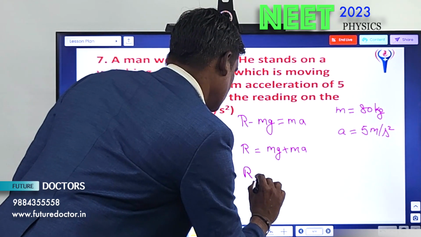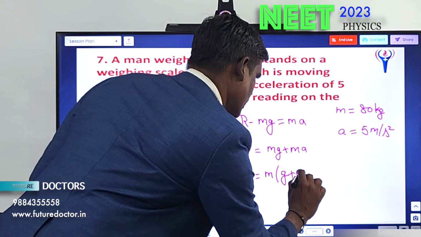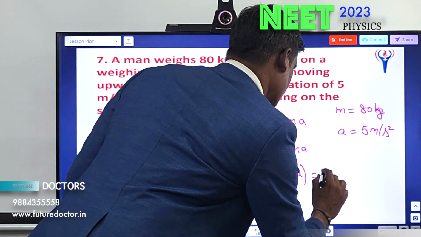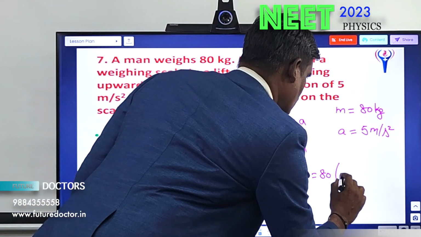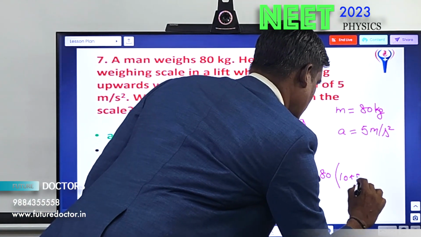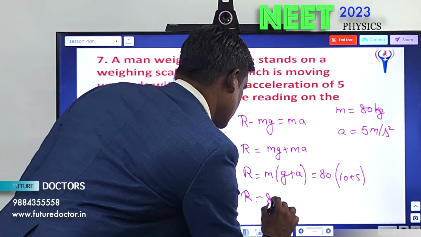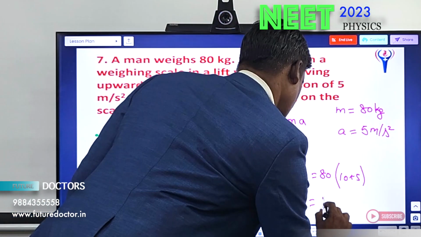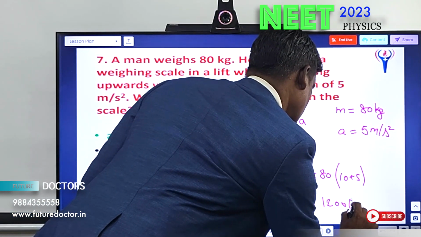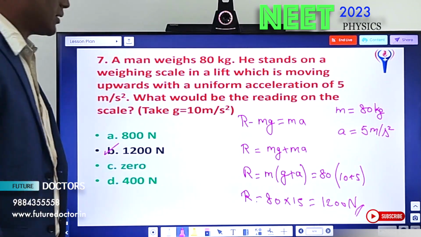And R equal to m into g plus a equal to 80 into g, given as 10 meter per second square. So 10 plus 5. 10 plus 5 is 15. R equal to 80 into 15. 80 into 15 coming 1200 Newton. That is option B. Option B is the correct answer.